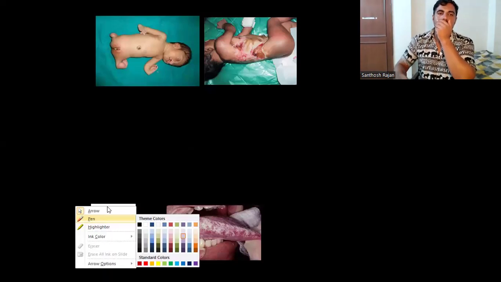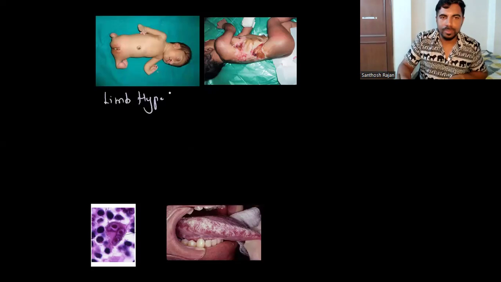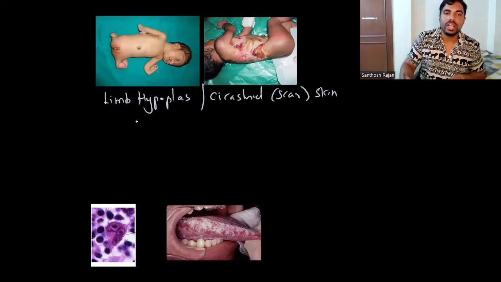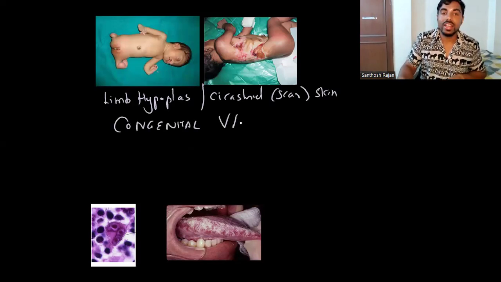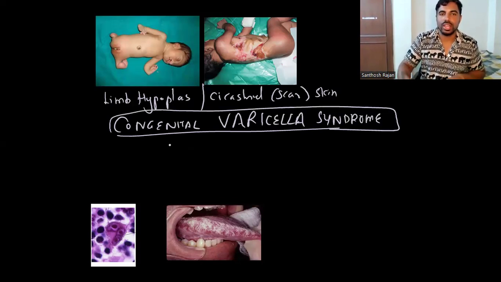What is this one? This is limb hypoplasia, and then cicatricial or scar skin lesion, scar and skin lesion, in a baby. So this is basically congenital varicella, chickenpox, congenital varicella syndrome. Remember this, okay? This is congenital varicella syndrome. This is a question they can ask you.